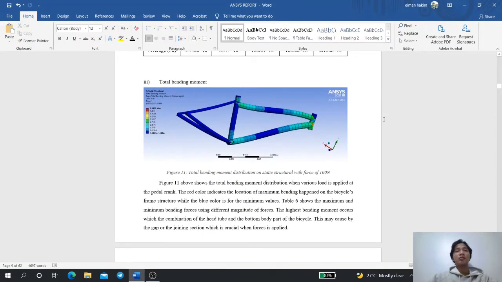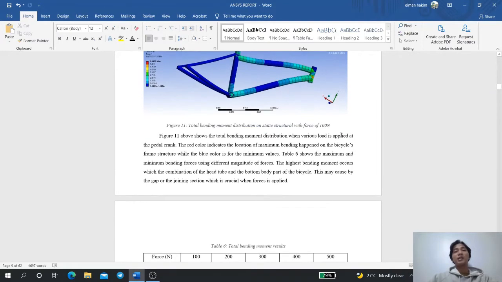Next is the total bending moment. This figure shows the total bending moment distribution when various loads are applied. The red color indicates the location of maximum bending on the bicycle. As you can see in the figure, there is only a little part with red. The highest bending moment occurs at the combination of the head tube and the bottom body part of the bicycle. This may be caused by the gap or the joining section, which is crucial when forces are applied.